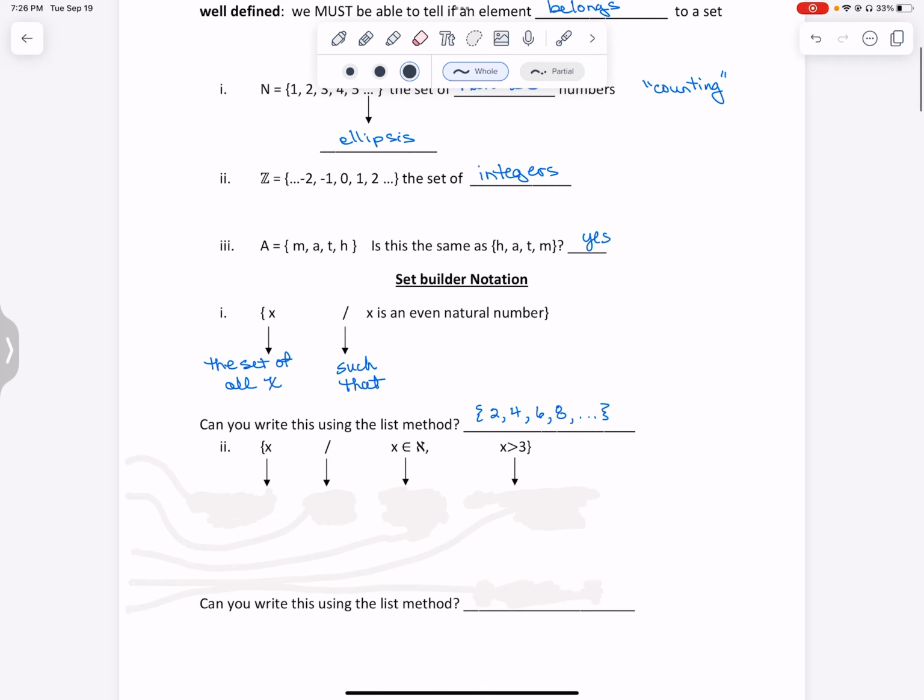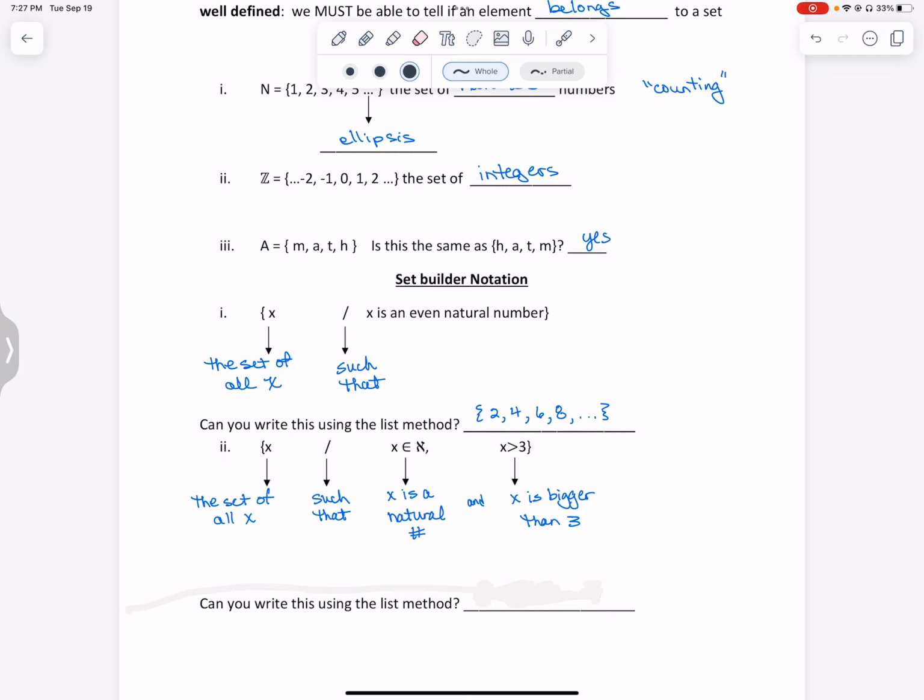So let's do this next one. The set of all x, the slash means such that. So the set of all x such that x is an N. What is an N? That was our natural number. So x is an element of the natural numbers. So we know we're talking about our counting numbers, and x is greater than 3. So x is bigger than 3.